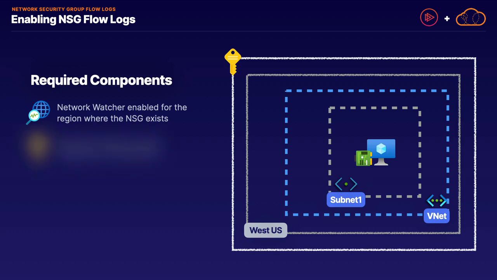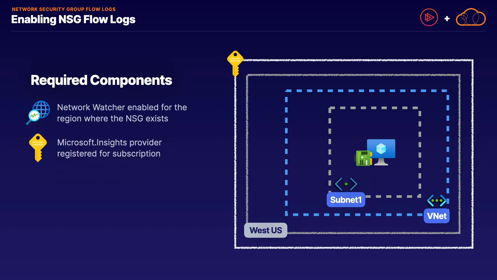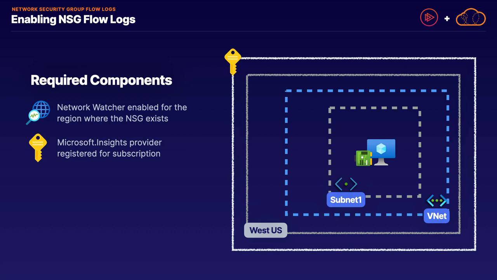Then we need to make sure that the subscription has the Microsoft.Insights provider registered. And then we need to make sure that the network security group has an association, whether that is on a subnet or a network interface, doesn't really matter.